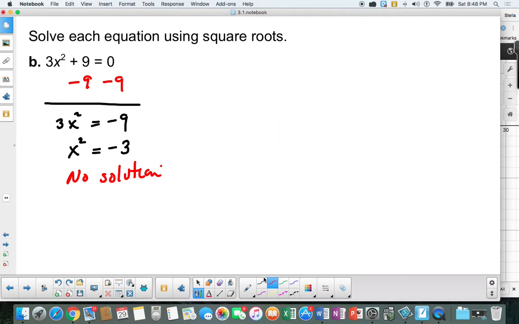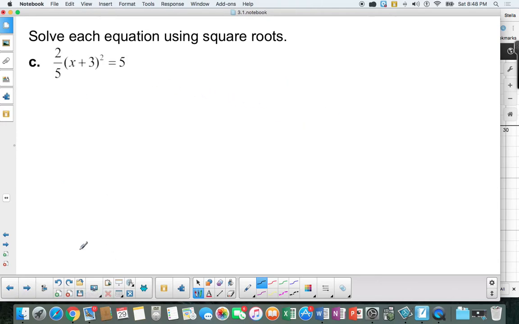All right, so this is probably a parabola that looks something like this. It just didn't cross the x-axis. And that's why we don't have any x that's going to work. Let's take a look at this problem.